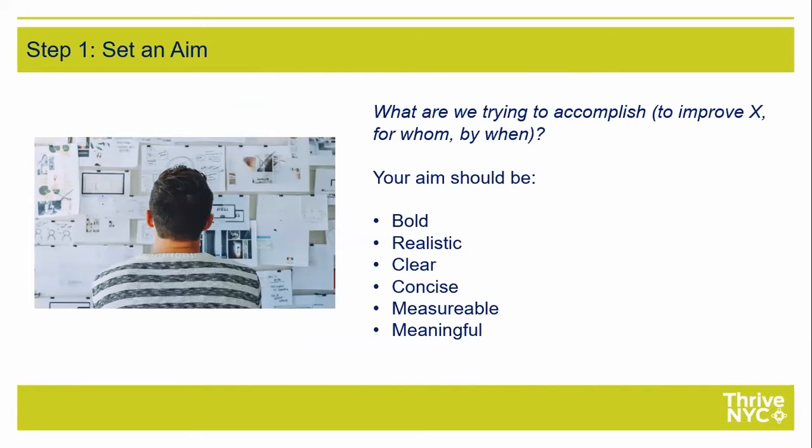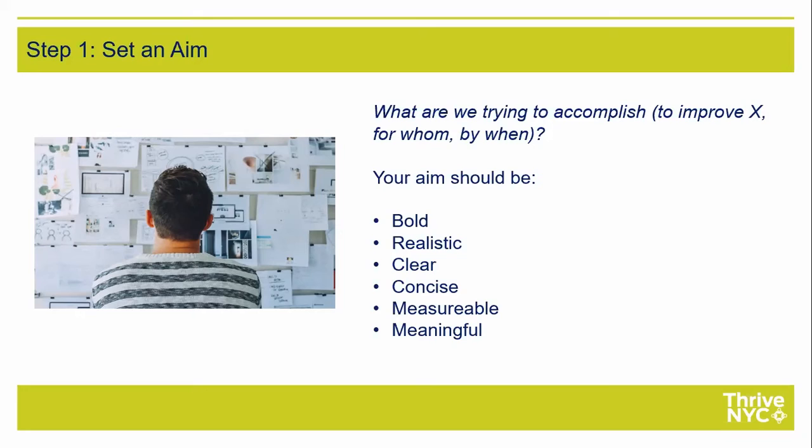Step 1, set an aim. This is the opportunity to figure out what you really want to accomplish. Many places may try to do too much at once, or may be unclear about what they really want to accomplish with their workplace mental health or wellness program, and therefore don't design a program that addresses the specific outcomes and concerns that they would like. Think about the questions, what are we trying to accomplish? Are we trying to improve what, for who, and by when?